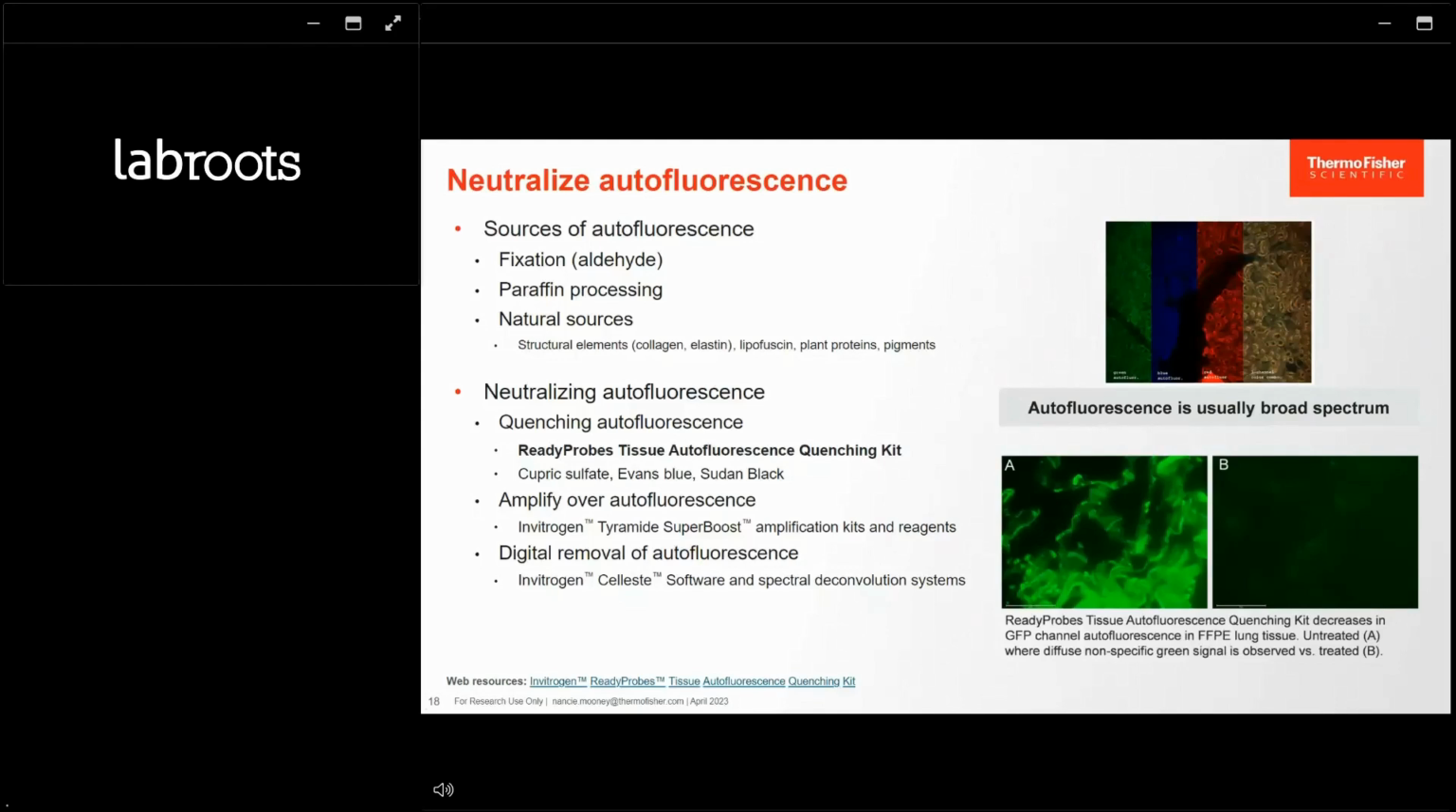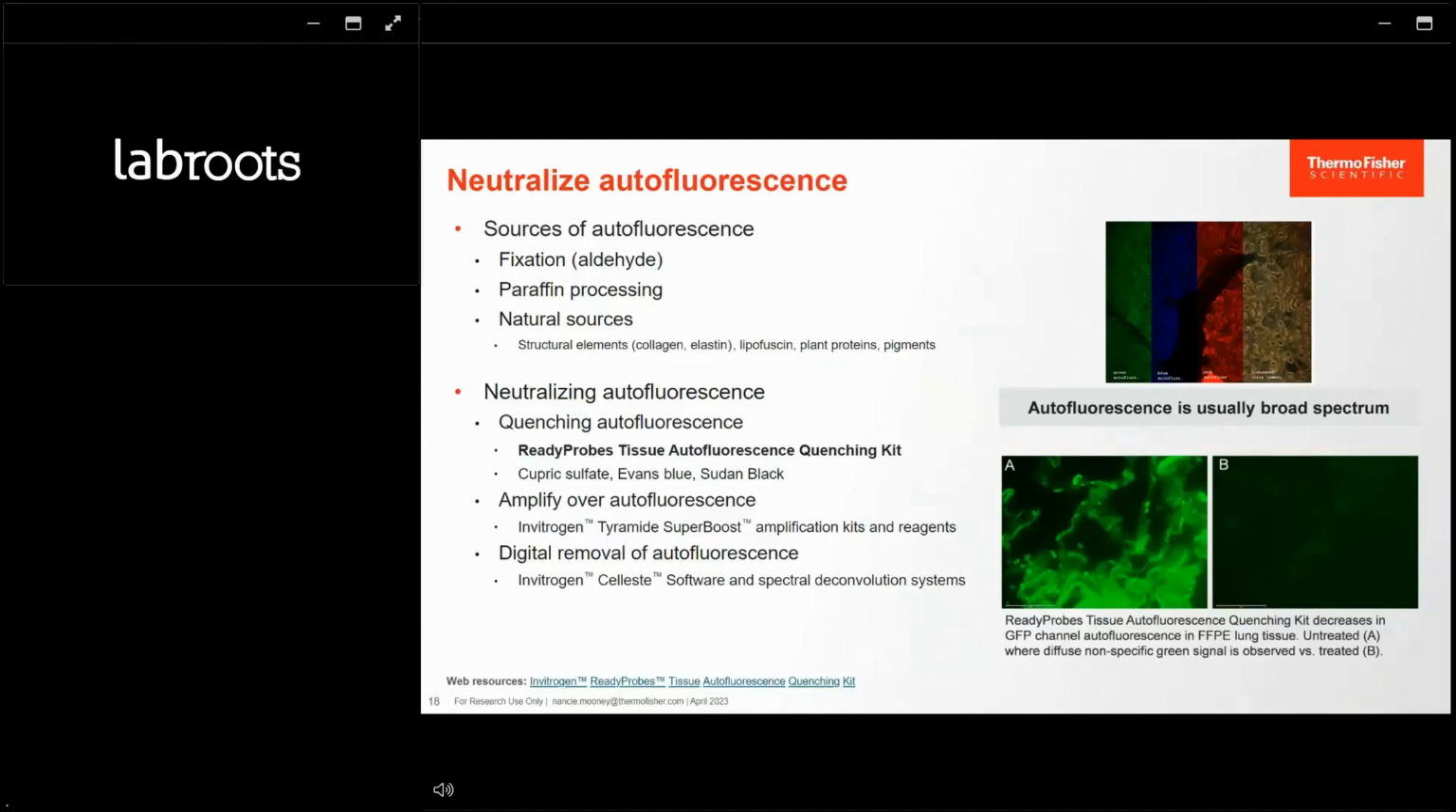When neutralizing autofluorescence, there's a couple different strategies. One is literally quenching the autofluorescence. So ReadyProbes has a tissue autofluorescence quenching kit that I, again, strongly recommend. You can see here on the right, there's the non-quenched as image A, where the collagen in this lung tissue is incredibly autofluorescent. After using this kit, it decreases to the point where you can barely see it. I've used this many times and I cannot recommend it enough.